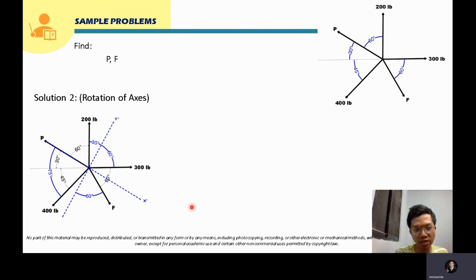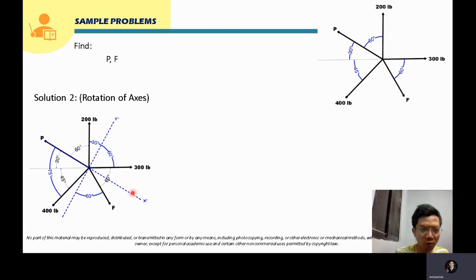Okay, so from here, we have to analyze the angles. So for force P, that is already in the new x-axis. Now, for this 400-pound force, as we know that this is 30 degrees and this is 45 degrees, so this will just be 75 degrees. So our 400-pound force here is 75 degrees from the new x-axis.